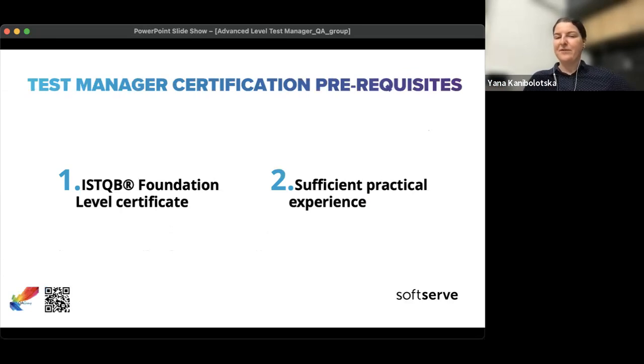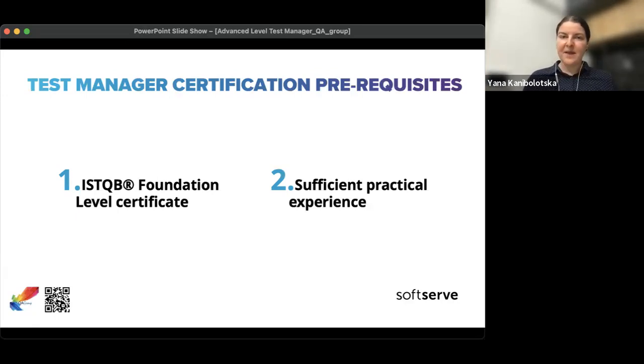I don't know how they evaluate if you have sufficient practical experience or not. Probably if you have had the ISTQB foundation certificate for some number of years, they won't have any questions. No one asked me if I have sufficient practical experience, but I passed the certification in the SoftServe certification center. Maybe they are responsible for checking it as the vendor who provides the certification, and they could check it because I have worked at SoftServe for 11 years or so. I hope it's sufficient practical experience.